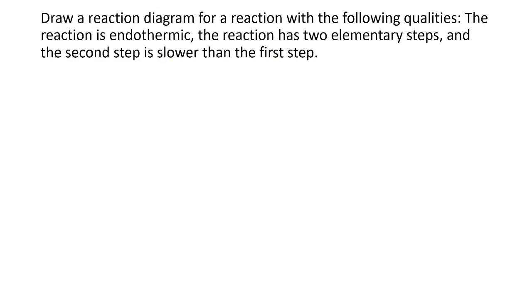So let's look at one more question. This is a graphing type question. We want to draw a reaction diagram for a reaction with the following qualities. The reaction is endothermic, the reaction has two elementary steps, and the second step is slower than the first step.